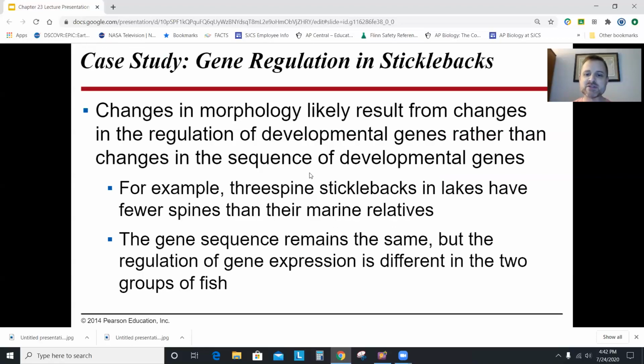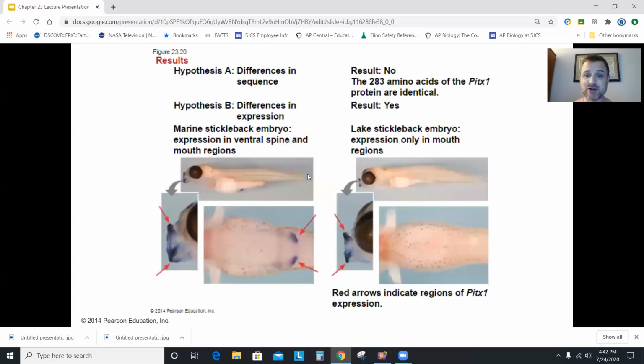So the question is, like, what's the genetic difference? And you would go into this thinking, well, there's a gene for having the spine, and there's a gene for not having the spine, right? That's actually incorrect. Both versions, the marine version and the freshwater version, the gene's called the PITX1 gene. The gene's exactly the same. So the ones that don't have the spine still have the gene for the spine.